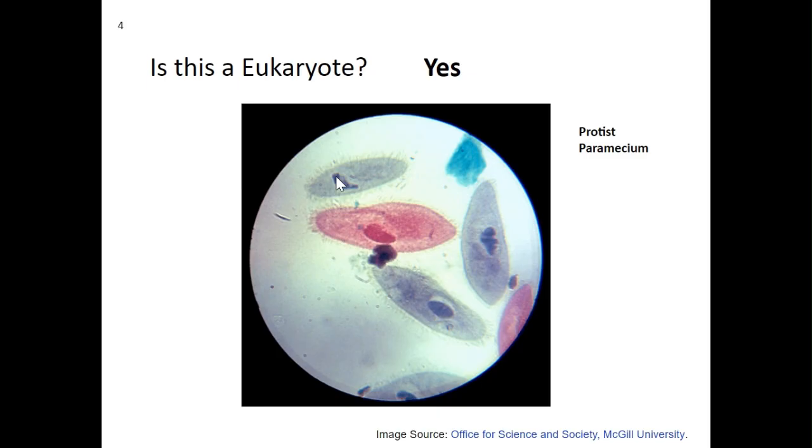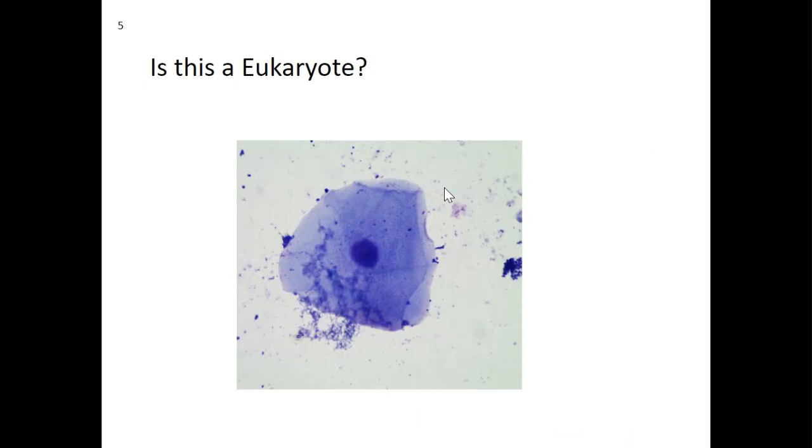Even though it's a single-celled organism, it's definitely a eukaryote because it has that. But if I personally were looking at this under the microscope, I would also know that it was a protist or a single-celled eukaryote just because it's so much larger than a prokaryote, which would be probably the size of this little tiny dot. Okay, and then is this a eukaryote?